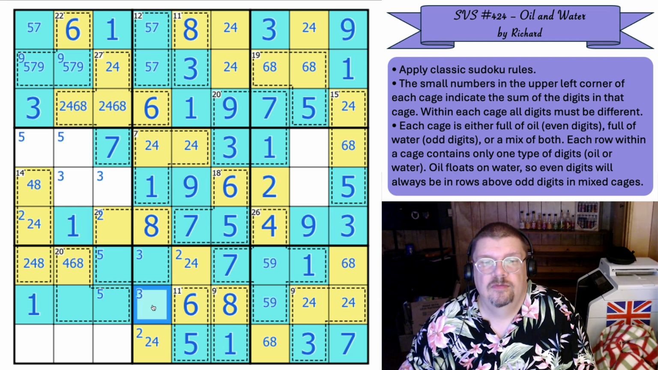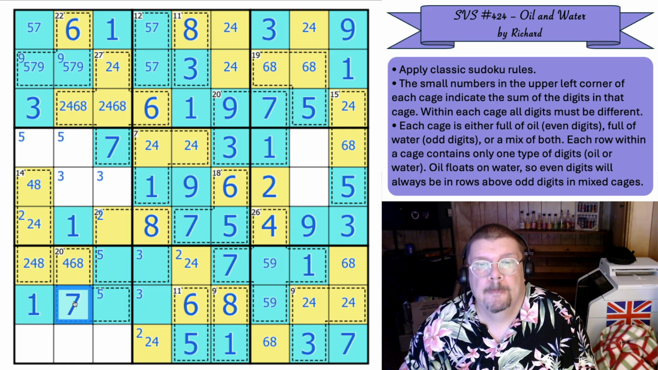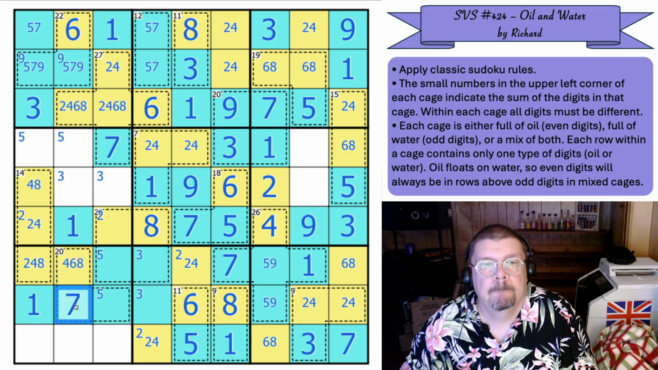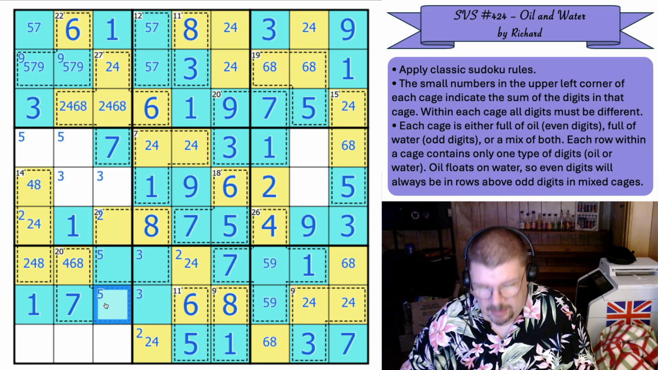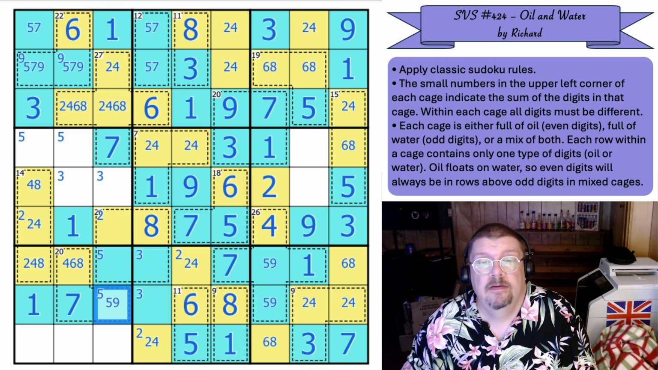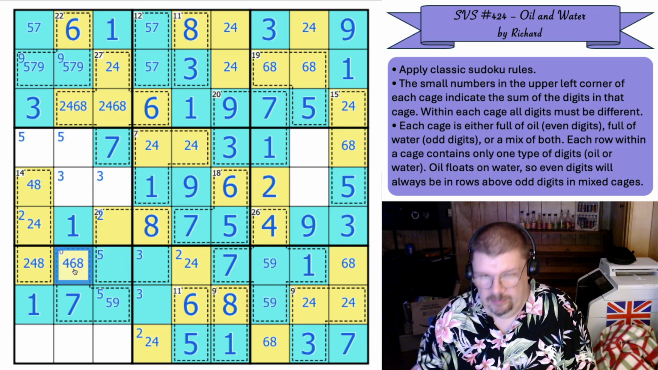Right, that can't be 7 in this row, that can't be 7, so that can't be a 3 because I'd need 10 to make that 20. So that is 5 or 9. 7 plus 5 is 12, needing an 8. 7 plus 9 is 16, needing a 4. So that is not 6.